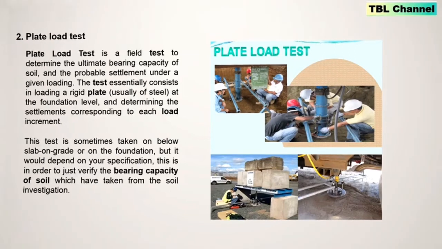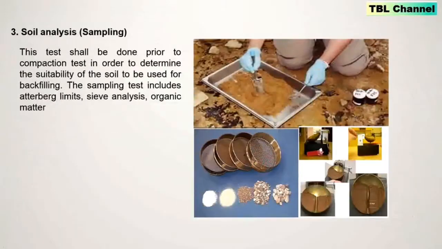Number 3. The soil analysis or sampling. This test shall be done prior to compaction test in order to determine the suitability of the soil to be used for backfilling. The sampling test includes Atterberg limits, sieve analysis, organic matter.